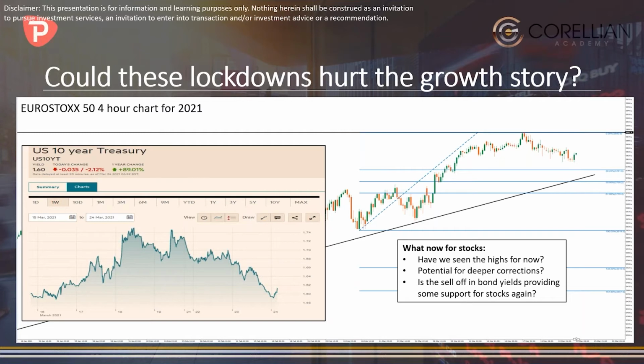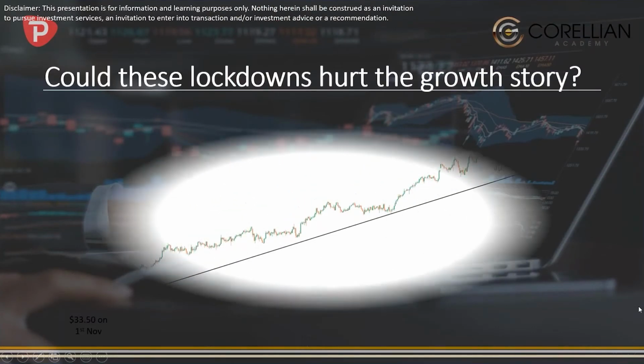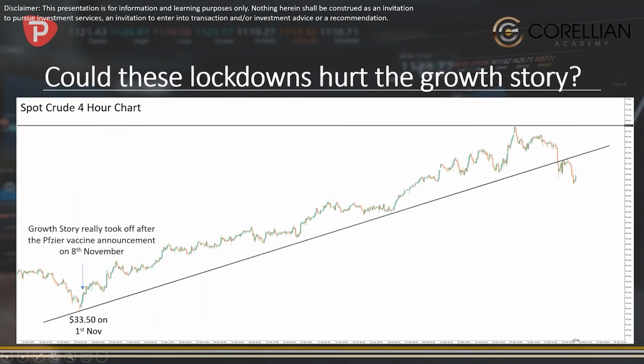I would think the bounce today is probably more to do with the supply chain issues with the ship stuck in the Suez Canal. That's going to hold up quite a lot of the supply chains. It may be a short-lived bounce, but we have seen some real sell-offs in commodities as well. So we have to question whether the growth story got ahead of itself, or if you like, markets got ahead of the growth story. So could these lockdowns hurt the growth story? There is a danger they can.